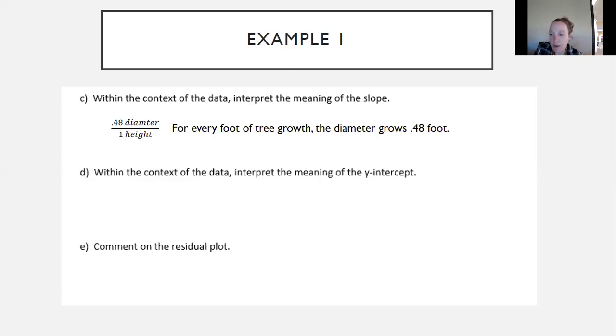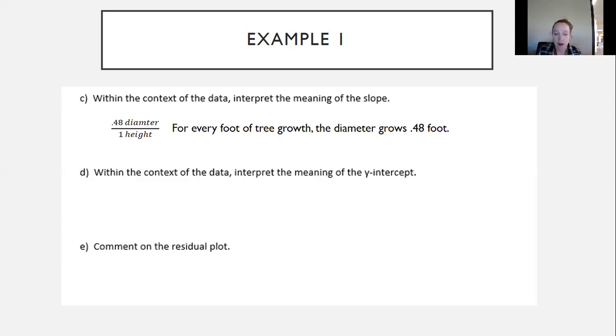It really helps me to write out that equation here with the units, because then it's really easy. Every time it grows in height, the diameter gets bigger. You have to use the height and diameter, and you have to use the 1 and the 0.48. I'm looking for numbers and for units, okay?